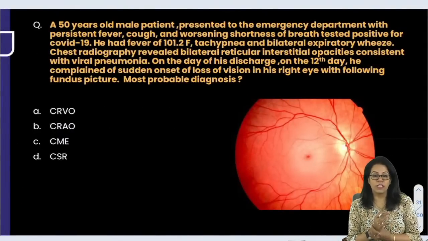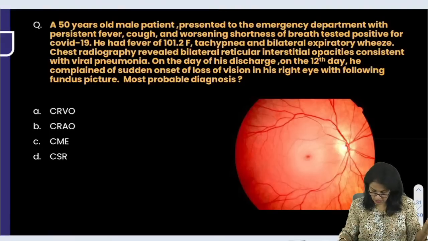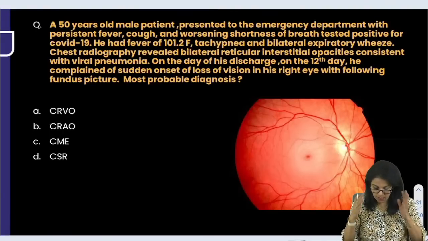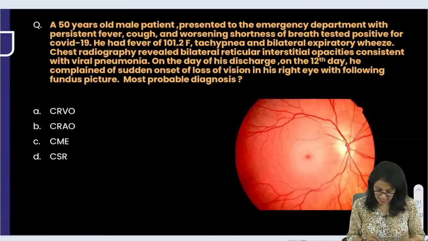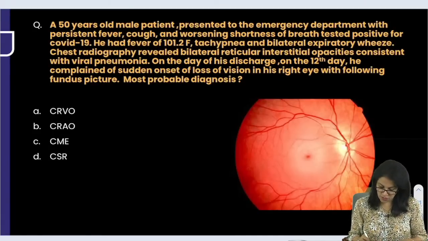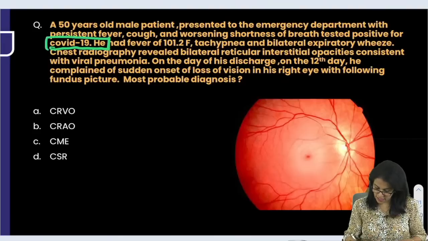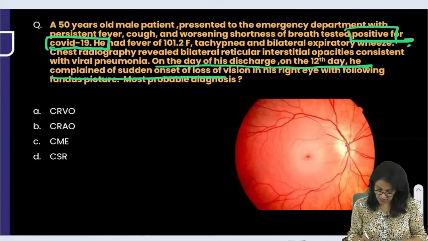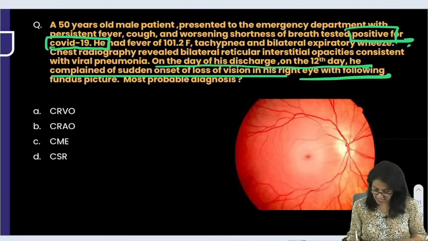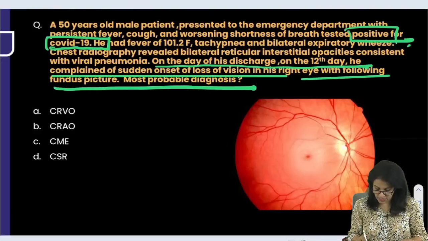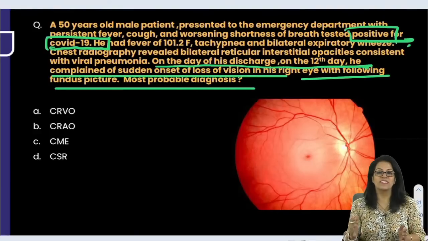Suppose you get this question very quickly, how will you answer? I look at the fundus, I see the options, I already know what I am looking at. But still, let us see what the question was. A 50 year old male patient presented to the emergency department with persistent cough, worsening shortness of breath, positive for COVID-19. I am not reading the whole thing to save time, you can read it yourself. On the day of discharge, the 12th day, he complains of sudden onset loss of vision in the right eye. Fundus picture is already given. Of course, everybody knows it is CRAO.